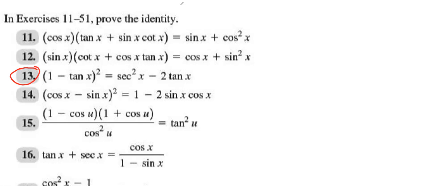Okay, let's go to 13. I feel some FOIL coming on, do you? All right, let's FOIL that thing. So what is 1 minus tan x times 1 minus tan x? Please do not say 1 minus tan squared x. That would hurt me.